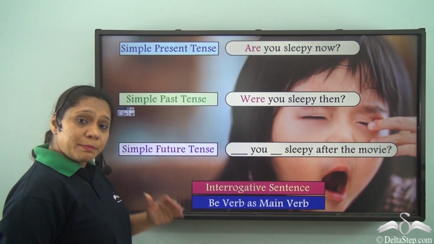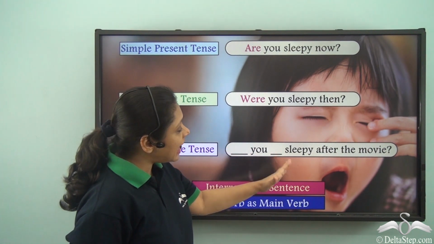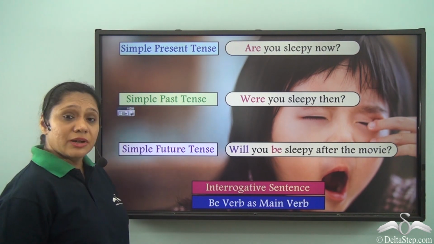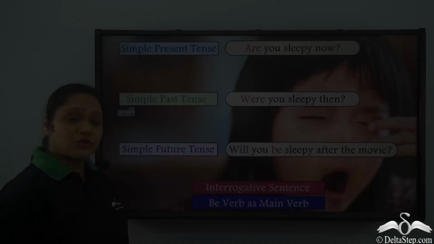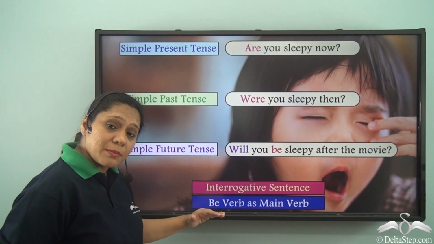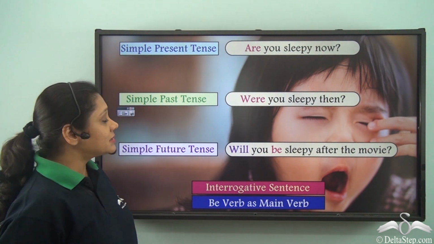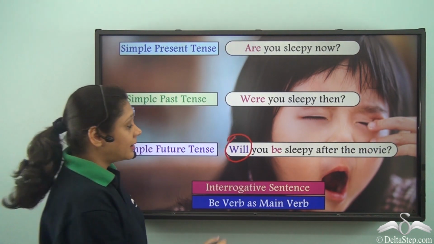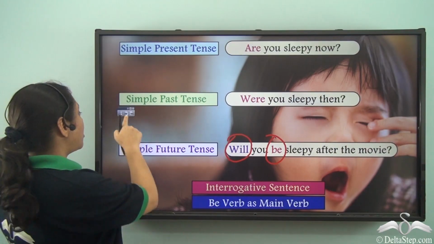But in the simple future tense, if we have a sentence as dash you dash sleepy after the movie, in that case, we will write, will you be sleepy after the movie? So in case of an interrogative sentence where the be verb is the main verb and it portrays the future tense, we use will and then the be verb in its base form.